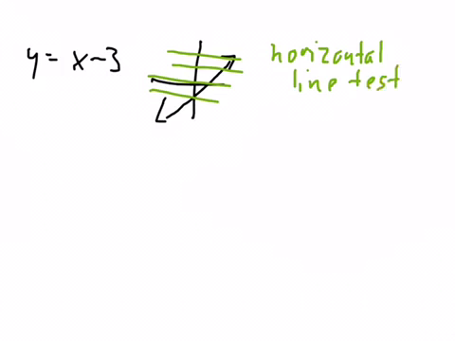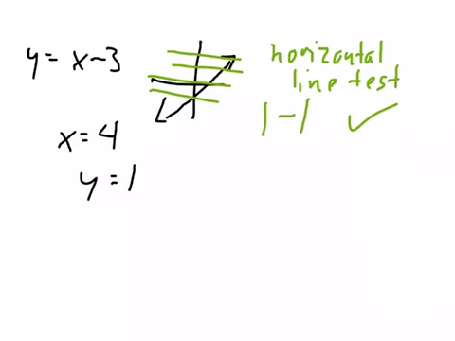Much in the same way we had the vertical line test to test if a function was a function, we can use the horizontal line test to test if it is one-to-one. And in this case it is, because each horizontal line only touches the function once. So let's just say I stuck in a value for x. Let's say x is equal to 4. Well, then y would be equal to 4 minus 3, which is 1. That's what the function did.